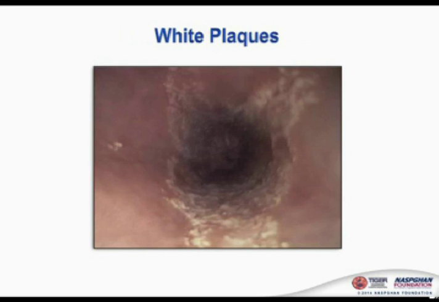Sometimes the endoscopist instead sees white plaques that are visualized. Initially, when the disease first was appreciated, these white plaques were thought to be a fungal infection, but histologically, these white plaques actually represent eosinophilic mucosal microabscesses.